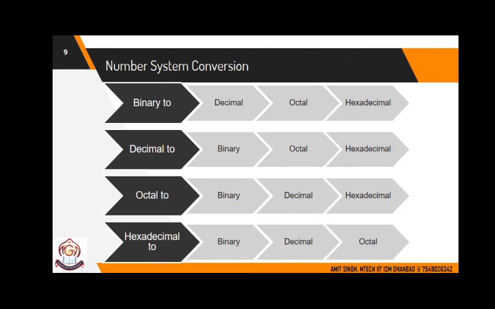Then we will see various number conversion, where first we will convert binary number system to decimal number system, octal number system, and hexadecimal number system. Then we will convert decimal number system to binary number system, octal number system, and hexadecimal number system. Then we will convert octal number system to binary number system, decimal number system, and hexadecimal number system, and finally we will convert hexadecimal number system to binary number system, decimal number system, and octal number system.